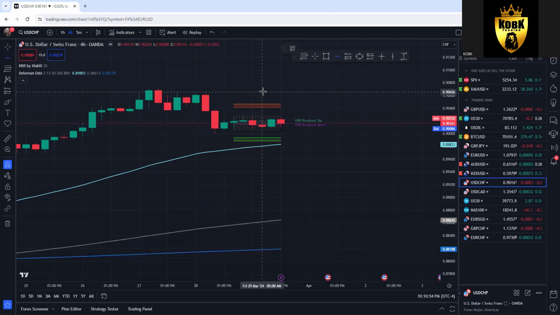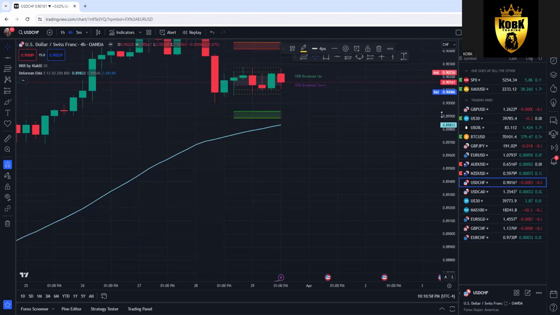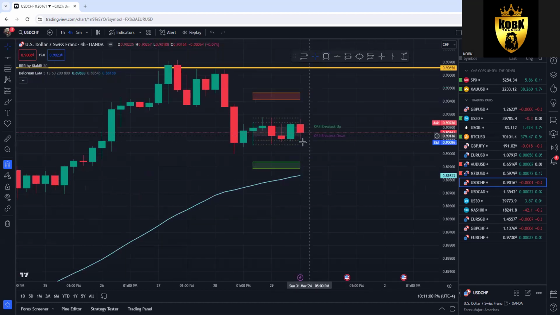Back to that level. It's touched that level multiple times. We're in the consolidation zone right now, so we're gonna see what happens. If it breaks out, come touch, then go back up. But we want the buy.